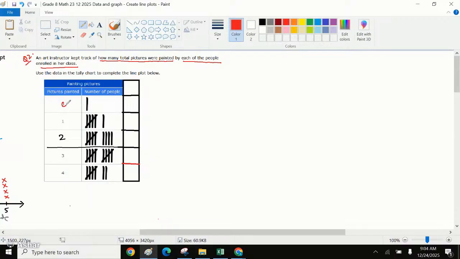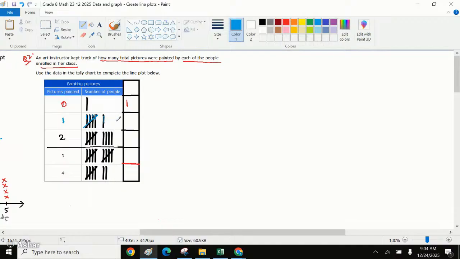Zero paintings were made by, there is one line, we say 1. One painting was made by how many? 1, 2, 3, 4, and the 5th line is always a slash. When we compute 5 lines together, we make 4 vertical lines and we slash it. That means it's a total of 5.